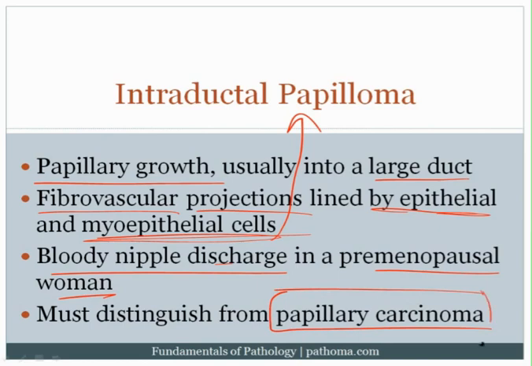Again, the two features of papillary carcinoma would be a lack of myoepithelial cells, so you wouldn't have that second layer of myoepithelial cells, number one. And number two, it's much more likely as women age, so that this would classically be a postmenopausal female with bloody nipple discharge. And of course, papillary lesions, the hallmark is bloody nipple discharge.